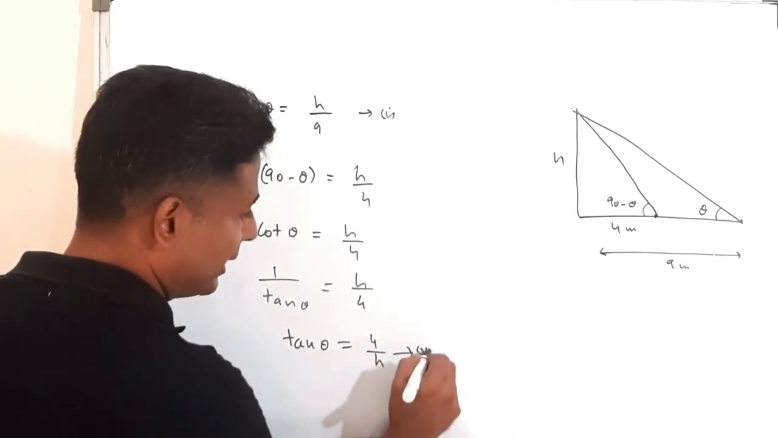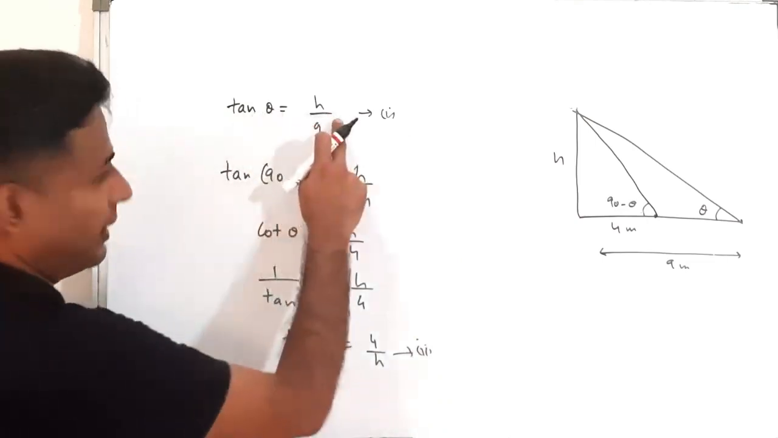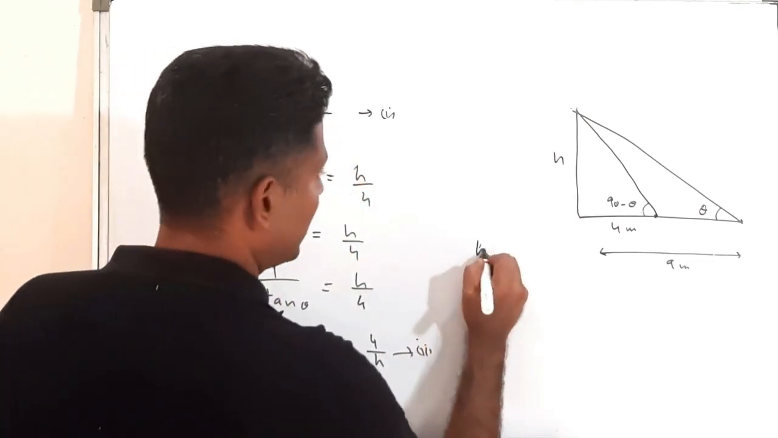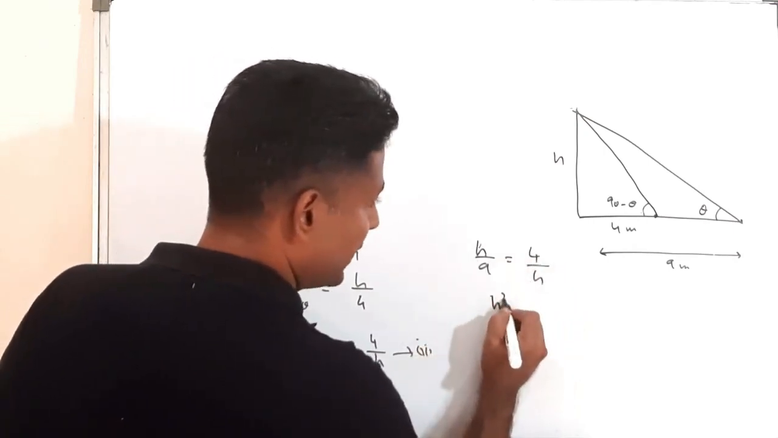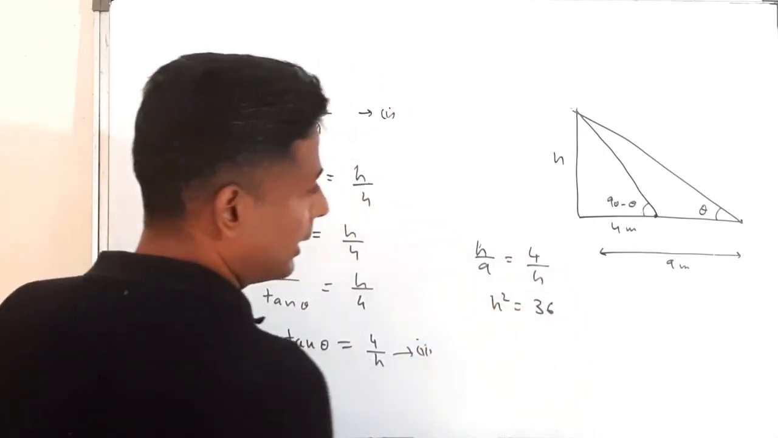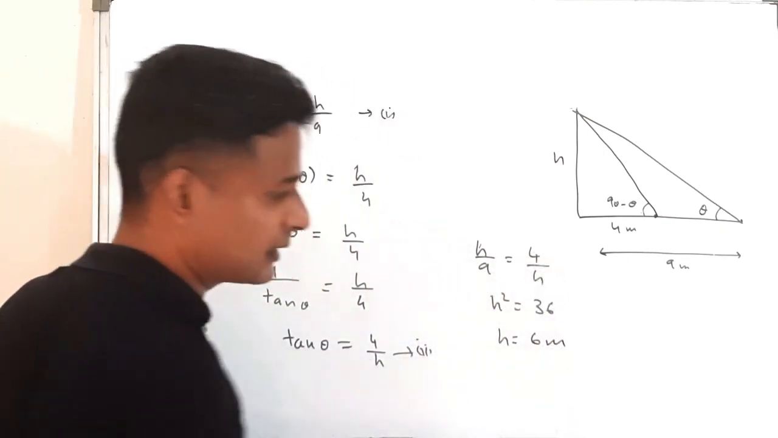Now this is our second equation. From 1 and 2, both are tan theta. Tan theta is equal to this and this. So we get h by 9 equal to 4 by h. H square equals 9 into 4, 36. So h is equal to root of 36, that is 6 meters.